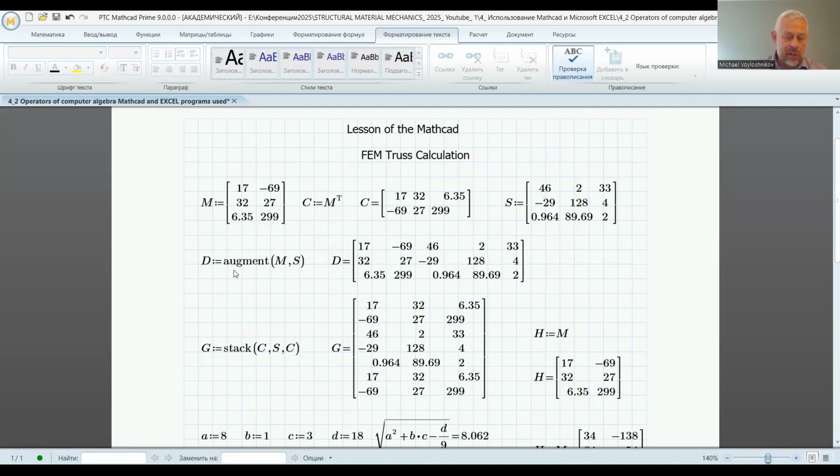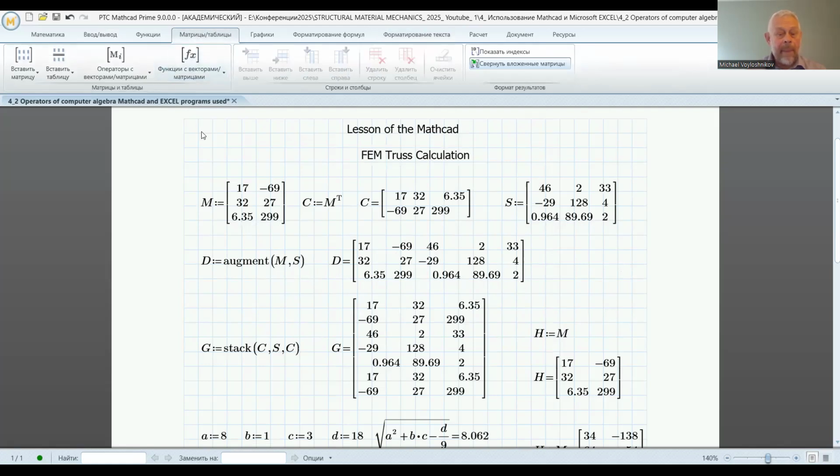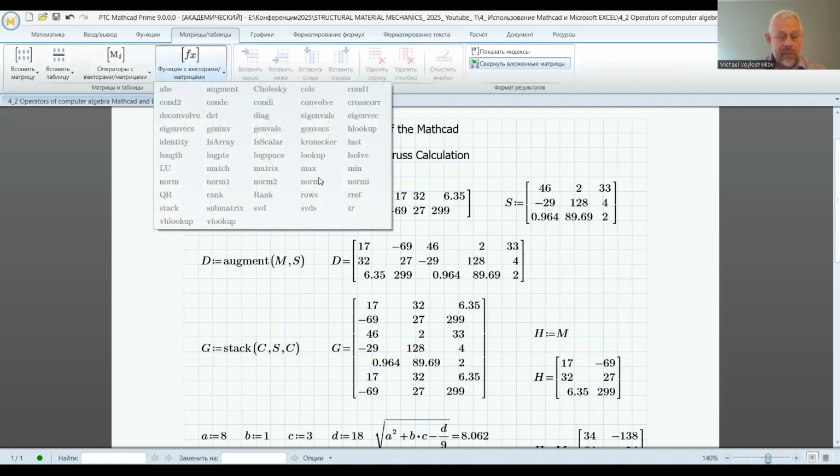For example, this is the operation augment of the matrices M and S. We have 2 matrices, M and S, here. Augment is just the combination of 2 matrices together. So matrix M first, S second: M is the first 2 columns, and the S matrix is on the right. This is the operation augment, located in the matrices functions.